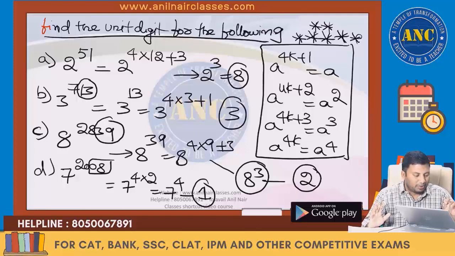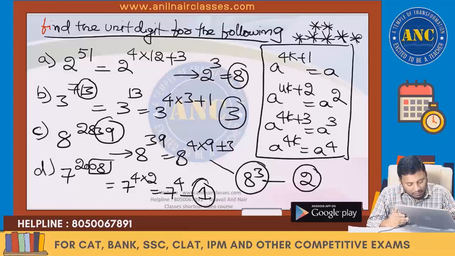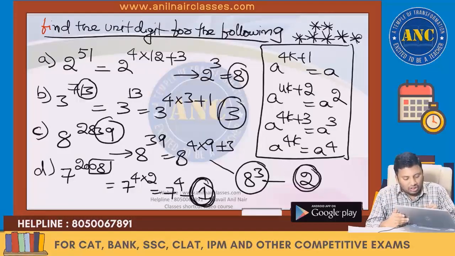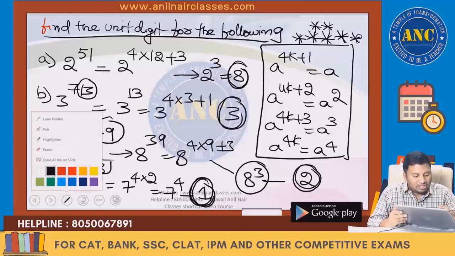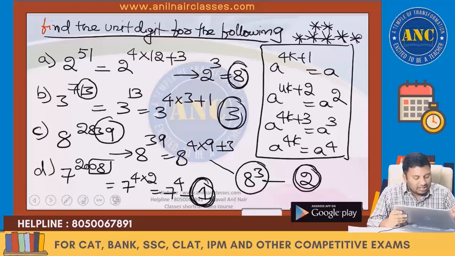2 power, 3 power, 8 power and 7 power. 7 power 4 into 2. A power 4k is a power 4. These are 1, these are 2, these are 3 and it is 4. I hope it is clear. Next one. Question number E. These are all single digits.